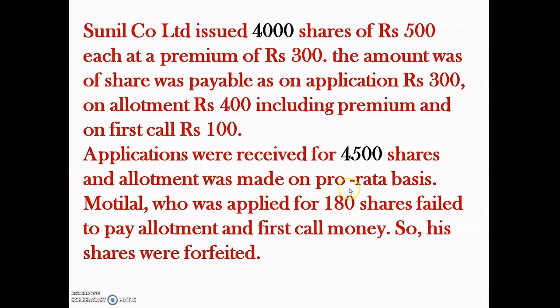Allotment was made on pro rata basis. Motilal, who applied for 180 shares, failed to pay the allotment and first call money, so his shares were forfeited. Here he is a shareholder and he applied for 180 shares, means the number of shares applied is given, but how many shares the company issued to Motilal is not given. So we have to make many working notes. See it very carefully because this question is a little bit tricky and it will take some time to understand.